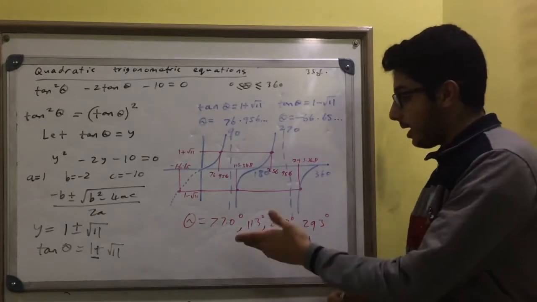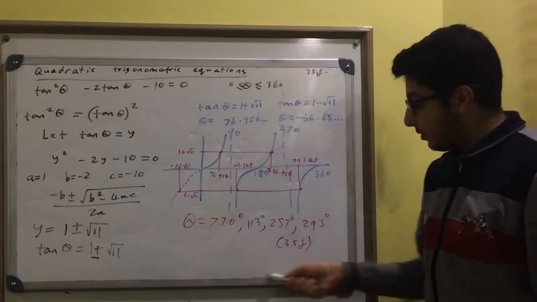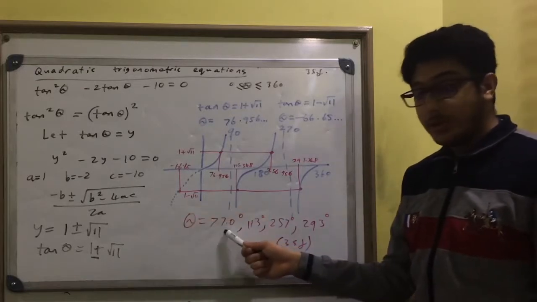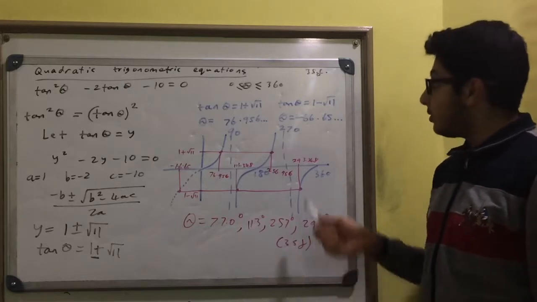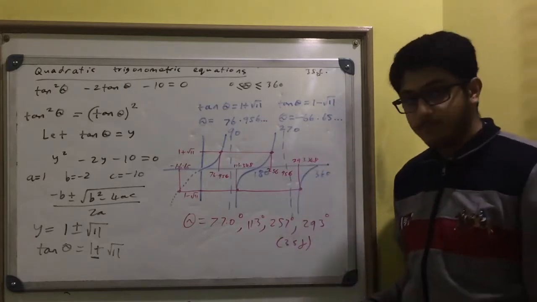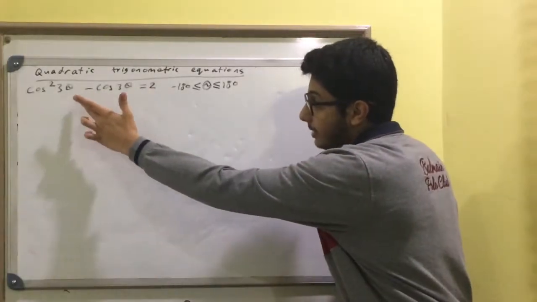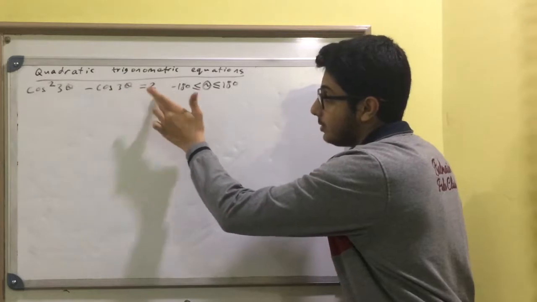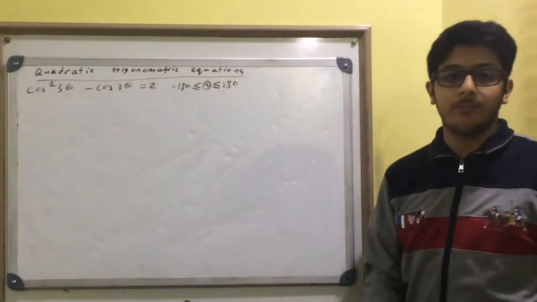Here I just use the graph. Add 180, take away 180 to get to the next value. And the values for theta within the range are 77 degrees, 130 degrees, 257 degrees, 292 degrees, all to three significant figures. Right, now it's your turn. Try solving cosine squared 3 theta minus cosine 3 theta is equal to 2 within this interval. Solve for theta. Go.